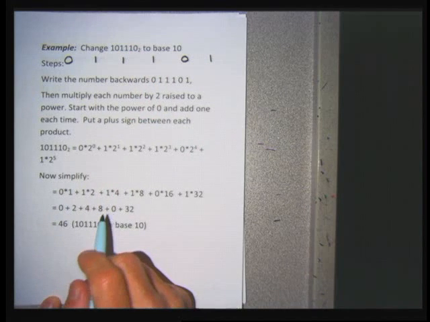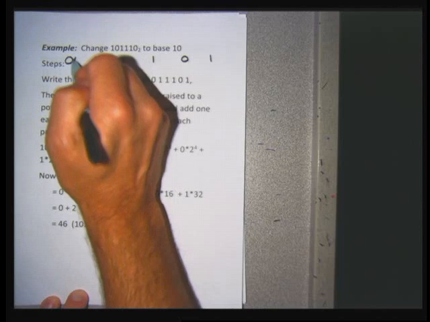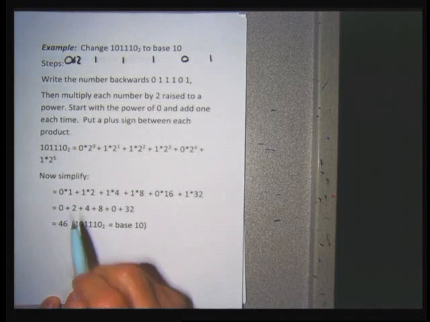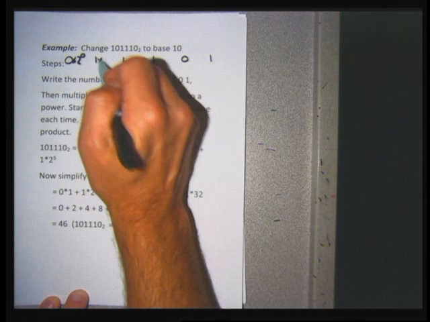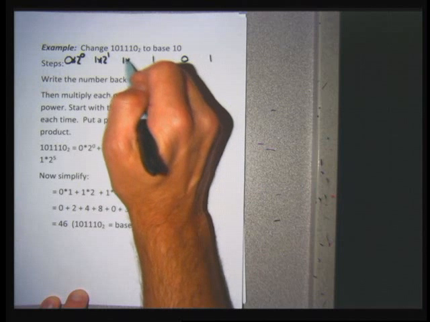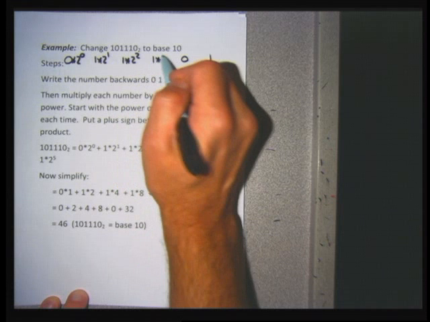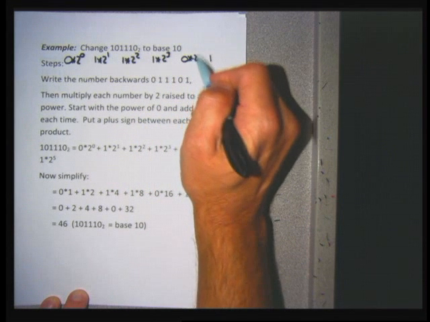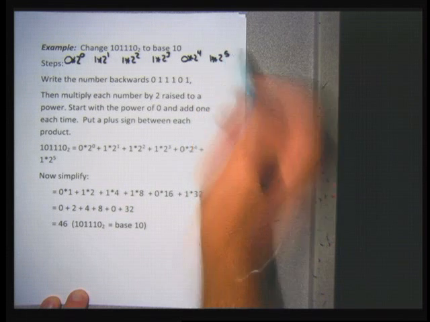So I took the number and wrote it backwards, 011101. Next to each of the numbers, I put a times sign and a 2 and an exponent with each of the 2's. The first exponent is 0. The second exponent is 1. The third exponent is 2. The fourth exponent is 3. Fifth exponent is 4. And the last exponent is 5.